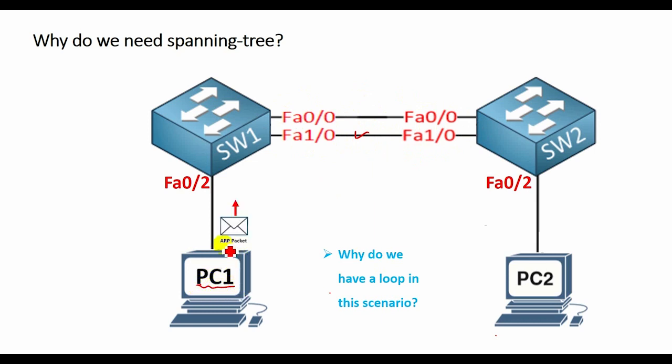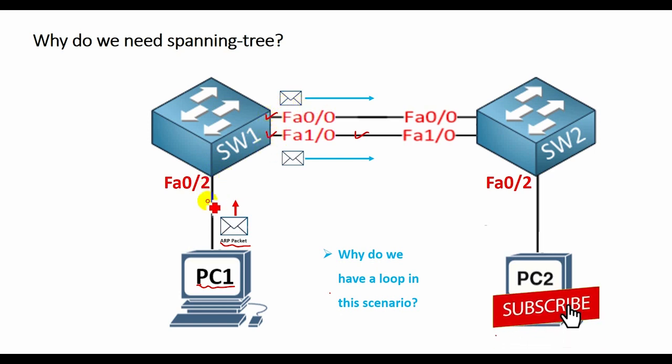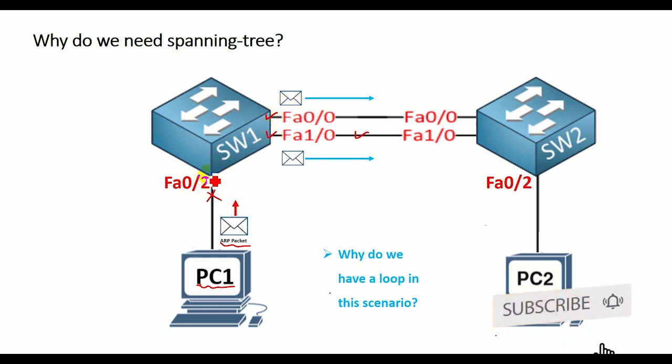PC1 sends an ARP request because it is looking for the MAC address of PC2. An ARP request is a broadcast frame. Switch 1 will forward this broadcast frame on all its interfaces except the interface where it received the frame. And switch 2 will receive both broadcast frames. Now, what does switch 2 do with those broadcast frames? It will forward them from every interface except the interface where it received the frame.